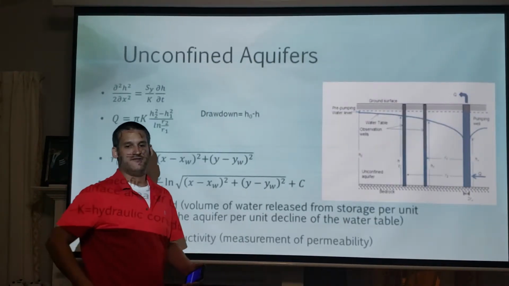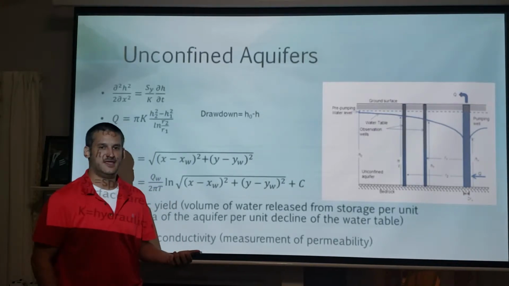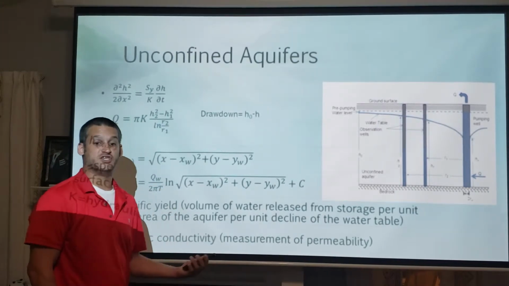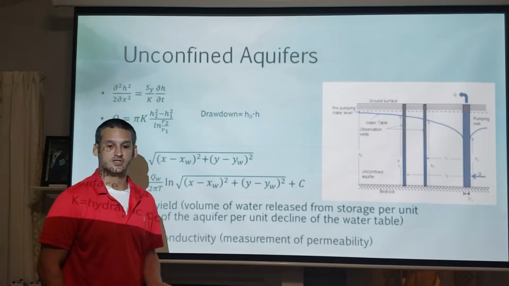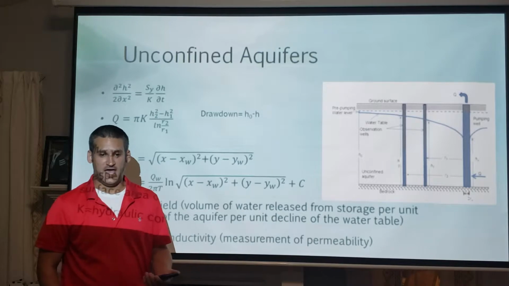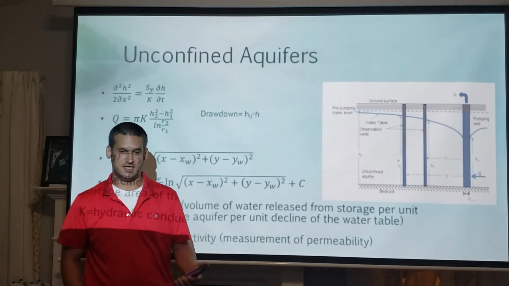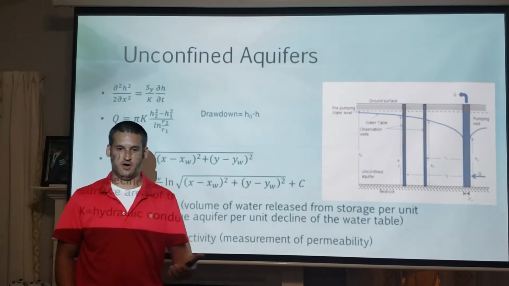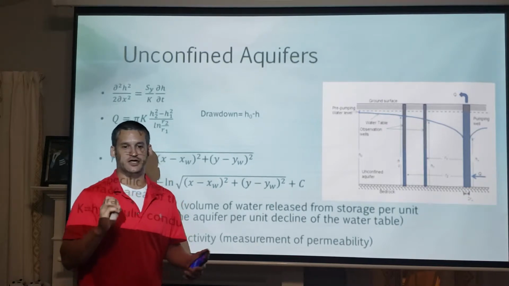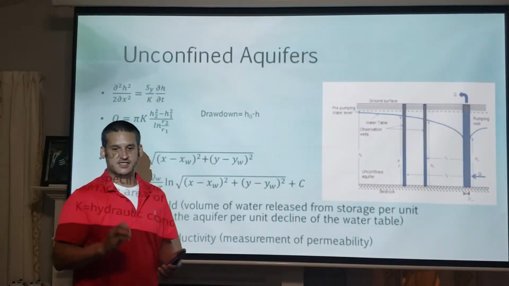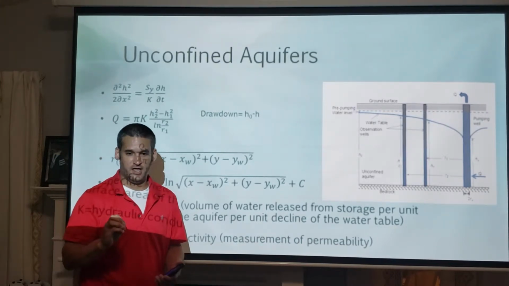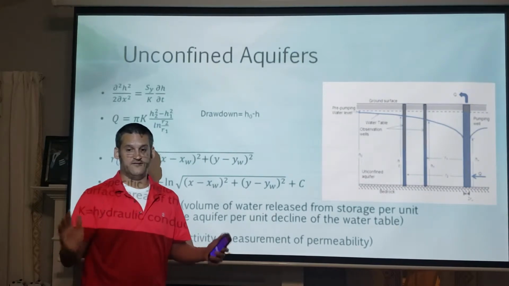Okay, moving on to unconfined aquifers. So the governing equation for unconfined aquifers is the second partial of h squared over 2 times the partial of x squared. Now that's equal to Sy, the specific yield, over K, the hydraulic conductivity, times the partial h over partial t. Now the specific yield, this is a little bit tongue twisting to describe. The specific yield is the volume of water released from storage per unit surface area of the aquifer per unit decline of the water table.